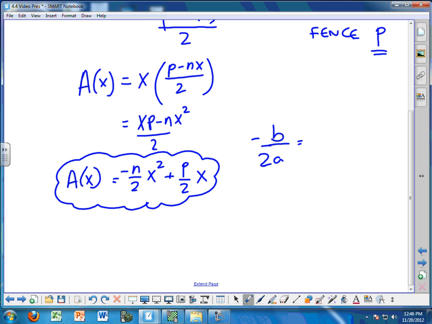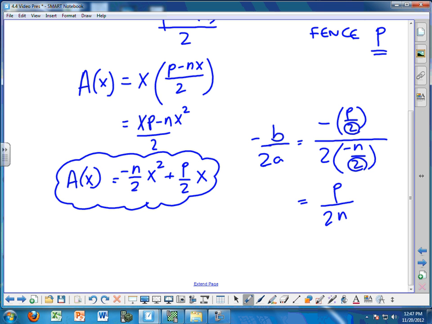The negative b, or the opposite of b, is negative, and this is going to be p over 2, and this is all over 2a, which is negative n over 2. Well, I think we can all see here that the negatives will cancel, and so will these little mini denominators. They'll cancel out, giving us p over 2n. And so this is the value of x. Of course, negative b over 2a is representing the x value that will maximize area. The perimeter divided by 2n.